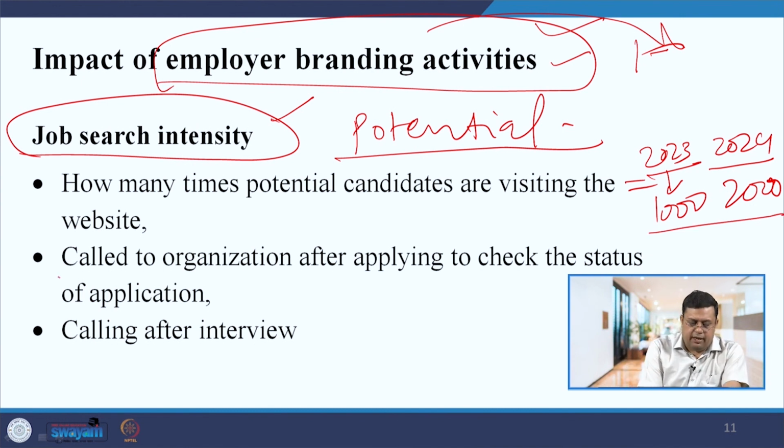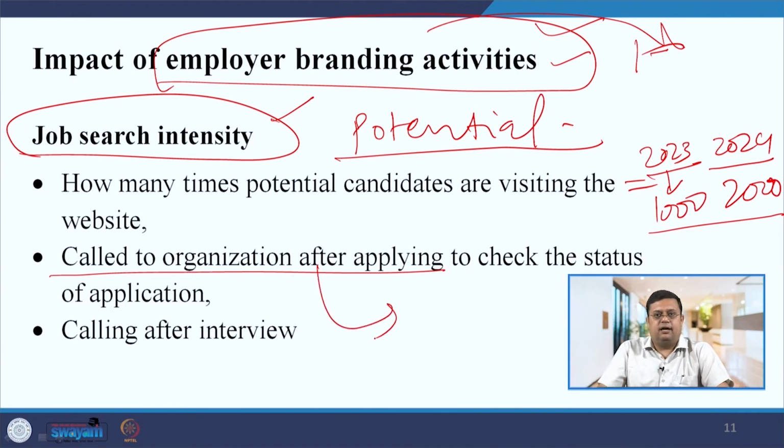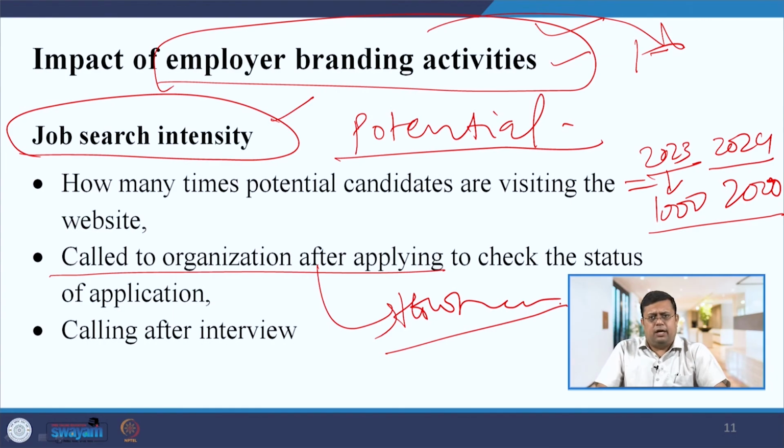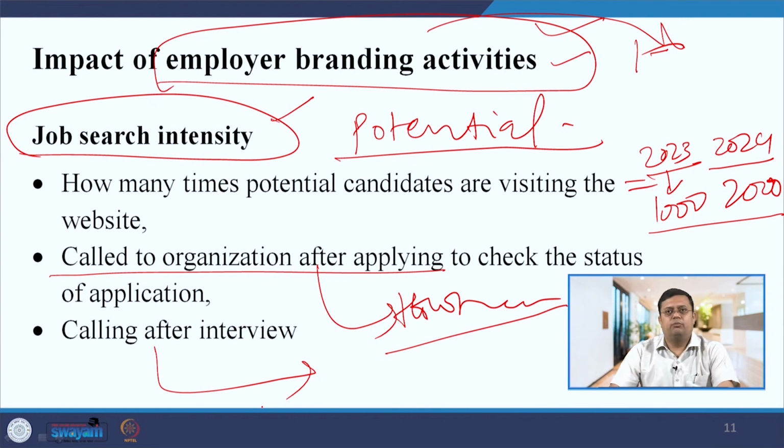And the second activity that you can see is calls to the organization after applying to check the status of the application. When potential candidates have applied to your organization, how many calls are you receiving this year, and how many calls did you receive last year? The same thing you can do after the interview also: how many times people are calling just to know and check their status. These are the analyses that you can do to understand the job search intensity.